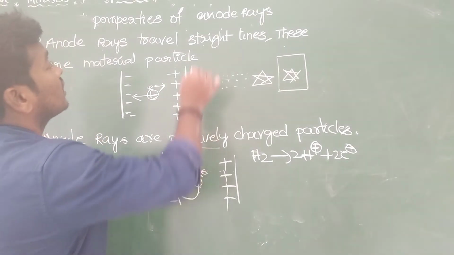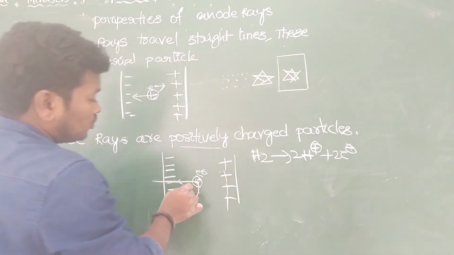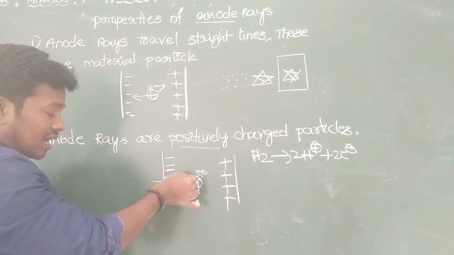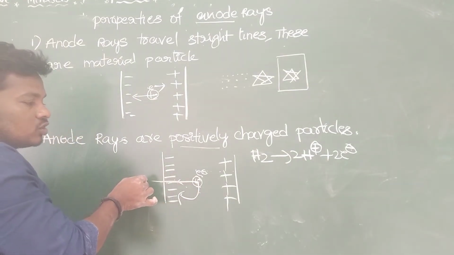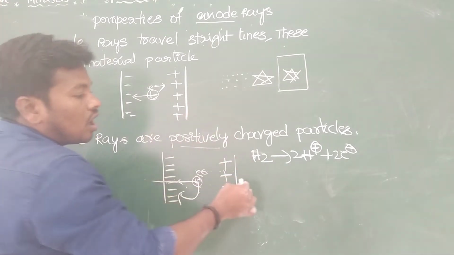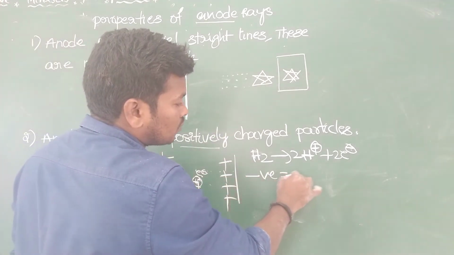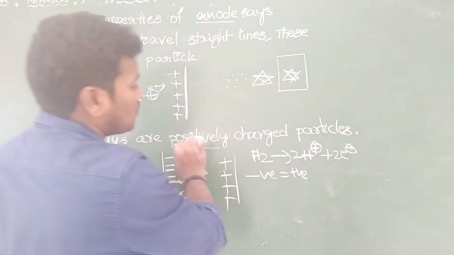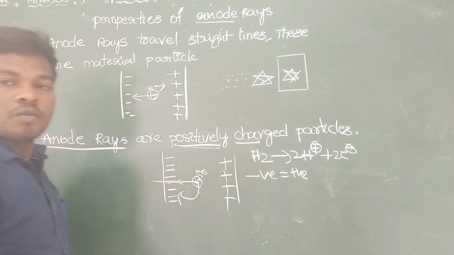So that's why these are called canal rays. They are coming from the anode, so this is also called anode rays. They move towards the negative charge, which means they must have the opposite charge. What is the opposite of negative? Negative's opposite is positive. So that means anode rays are positively charged particles.